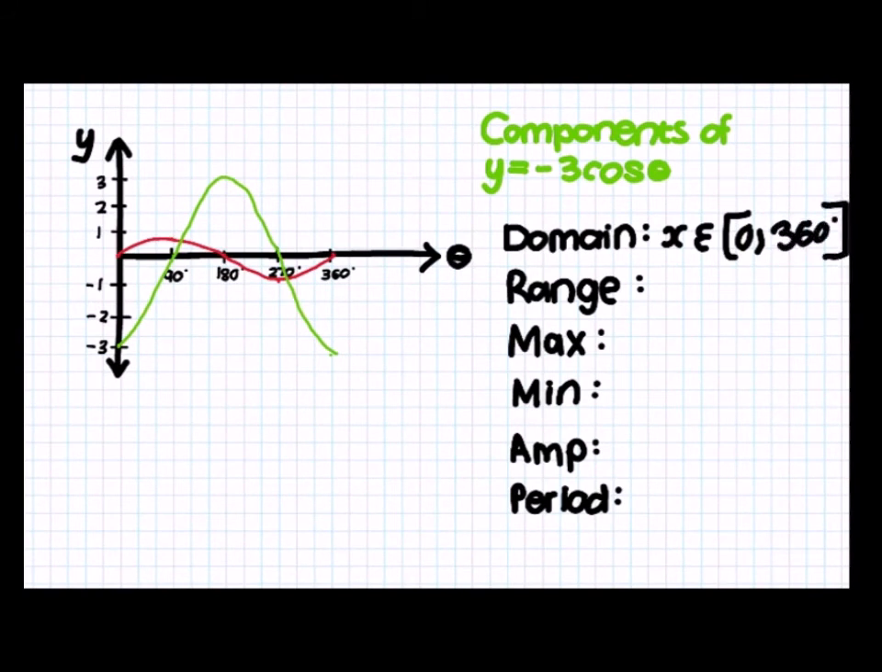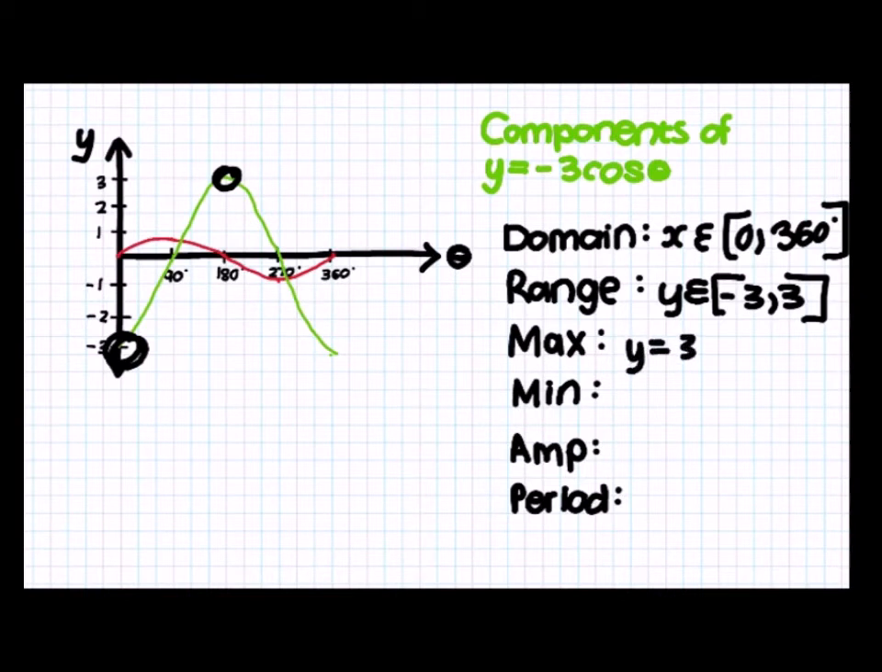Okay, now the range is from the lowest y point to the highest y point. So for the cos theta graph, we've got from minus 3 down here at the bottom all the way up to plus 3. So that's our new range. So y is an element of minus 3 to 3. So although it doesn't change the domain to have a minus 3 in front, it does change the range. The max, as we've identified, is y equals 3. The minimum is y equals minus 3.